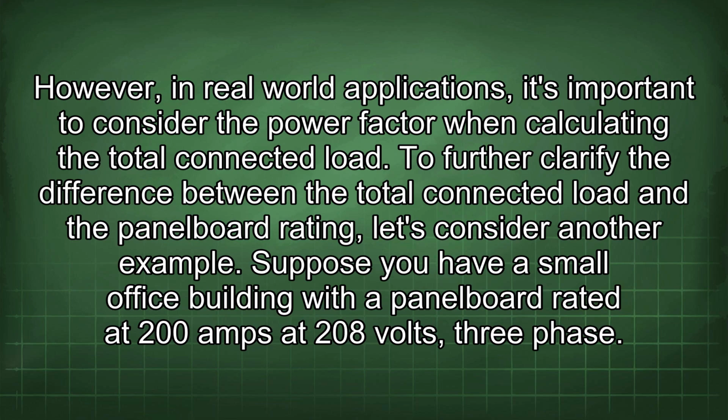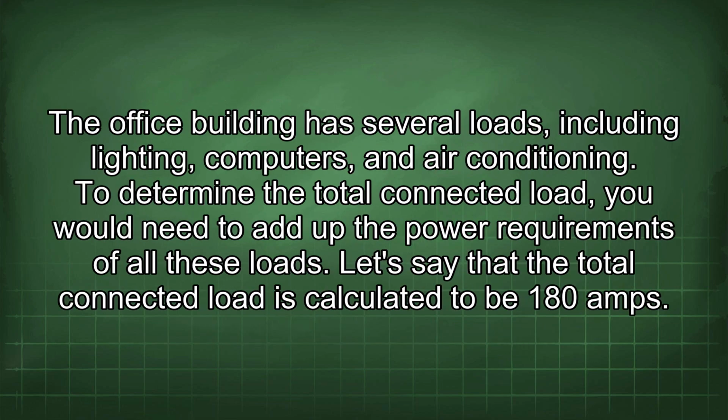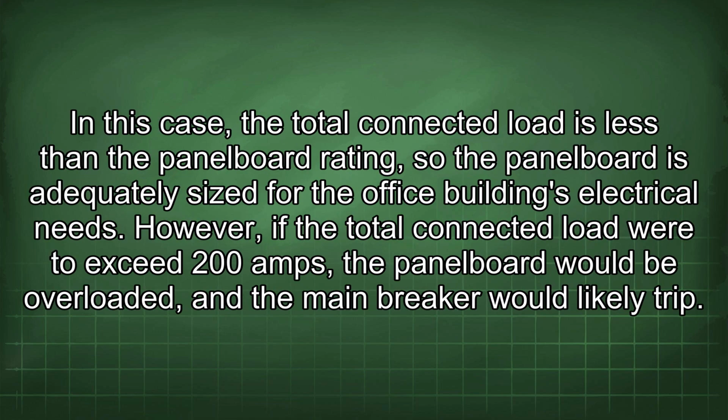To further clarify the difference between the total connected load and the panel board rating, let's consider another example. Suppose you have a small office building with a panel board rated at 200 amps at 208 volts, 3-phase. The office building has several loads, including lighting, computers, and air conditioning. To determine the total connected load, you would need to add up the power requirements of all these loads. Let's say that the total connected load is calculated to be 180 amps. In this case, the total connected load is less than the panel board rating, so the panel board is adequately sized for the office building's electrical needs.